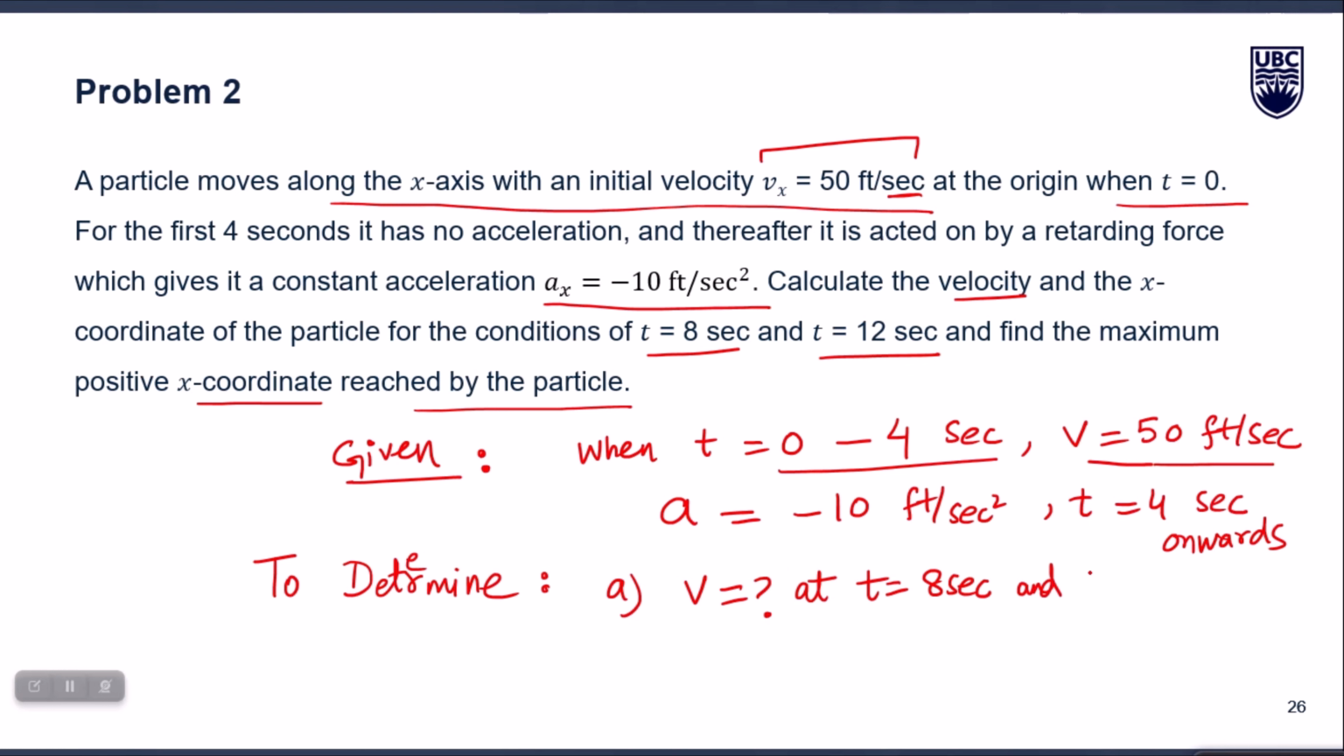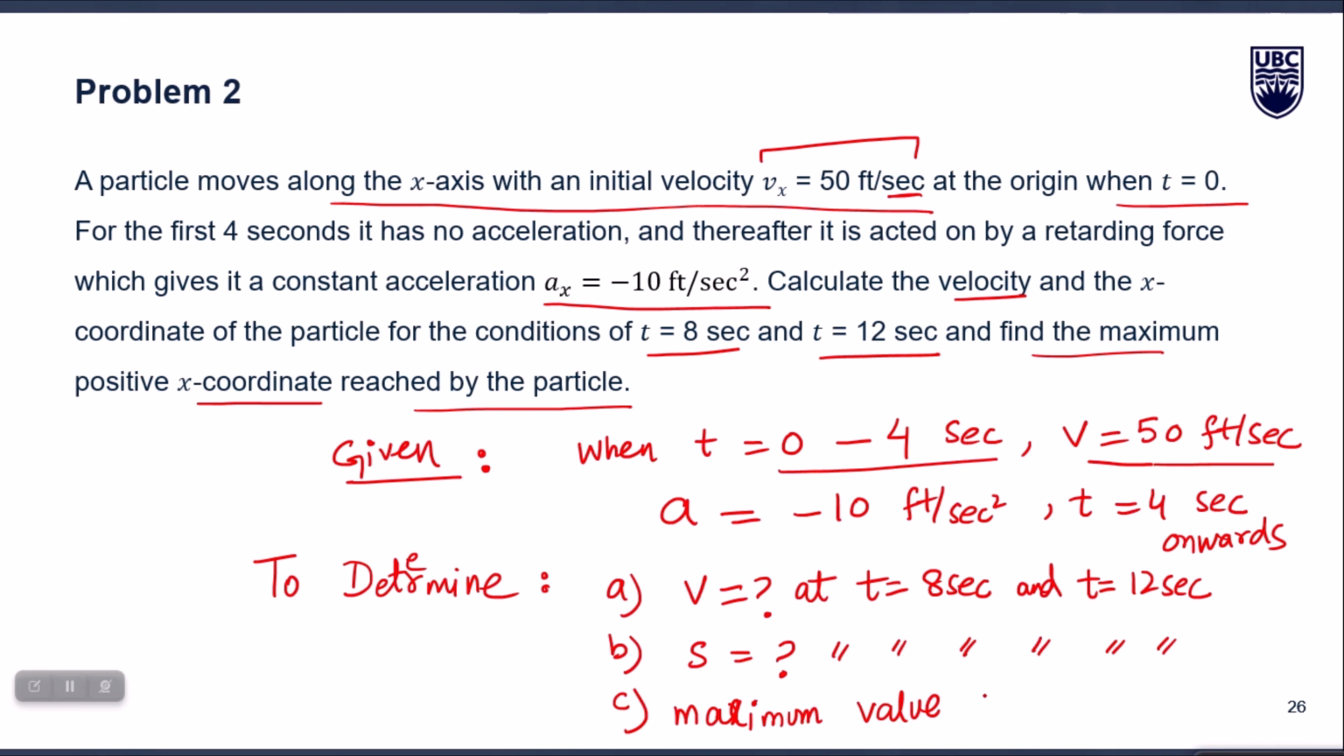So v should be determined at t equal to 8 second and also at t equal to 12 seconds, right? The second thing is we have to determine x coordinate, which means displacement, also at the same 2 times. So s also needs to be determined at t equal to 8 second and at t equal to 12 seconds, right? The third thing we need to determine is the maximum positive x coordinate, which means maximum value of s needs to be determined, right?